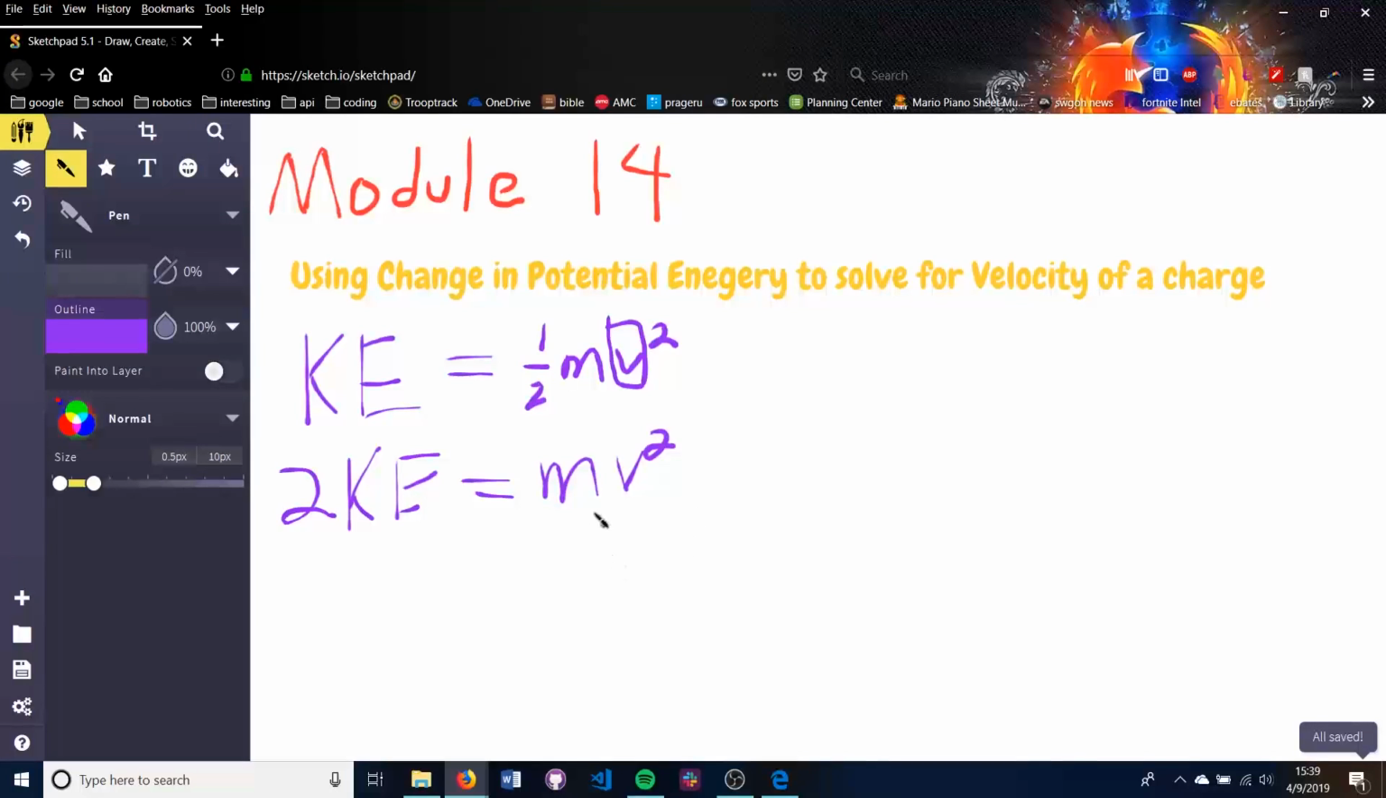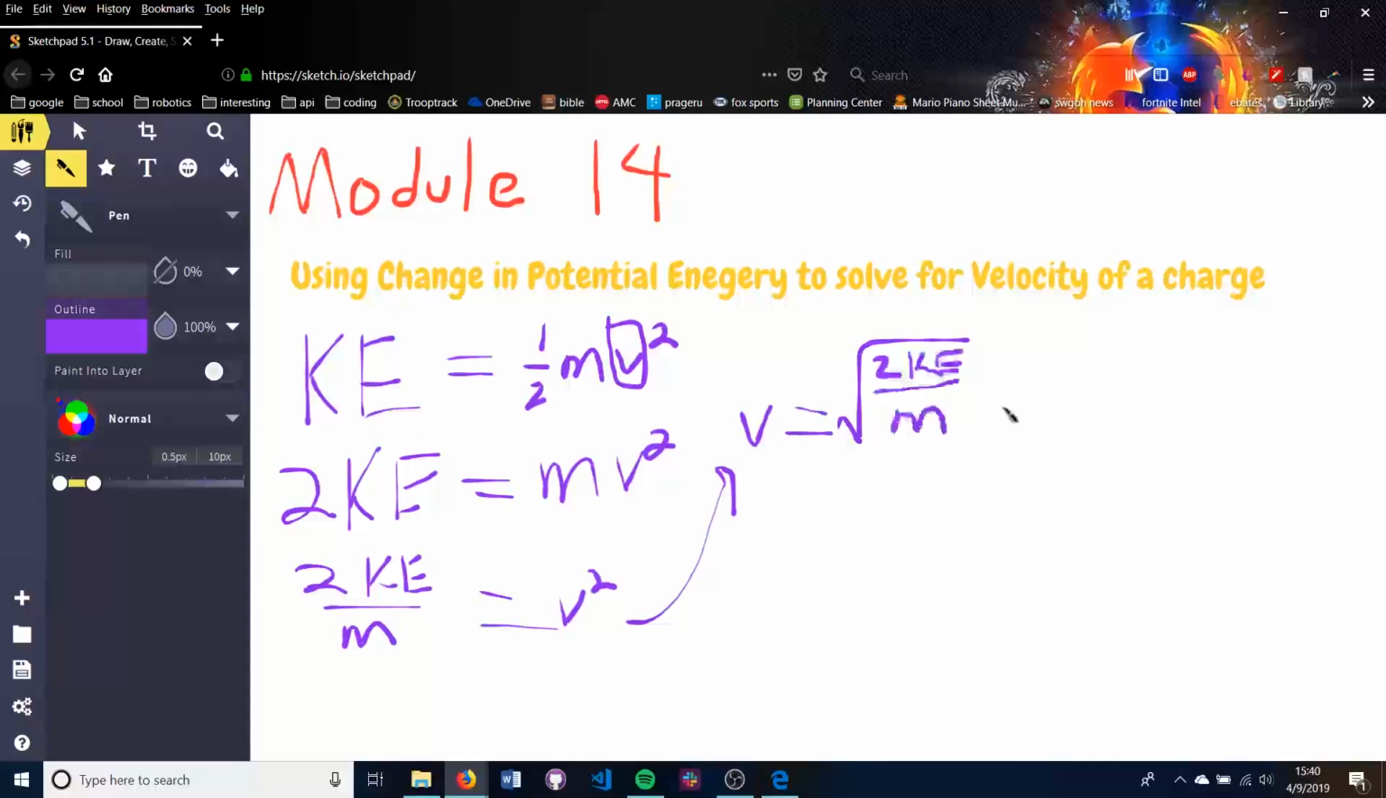Now to get v by itself, we divide both sides by m. And so we end up with 2 times the kinetic energy divided by m is going to equal v squared. So very simple. And from here, it's obvious that we take the square root of both sides, and we end up with v is equal to the square root of 2 KE over m.